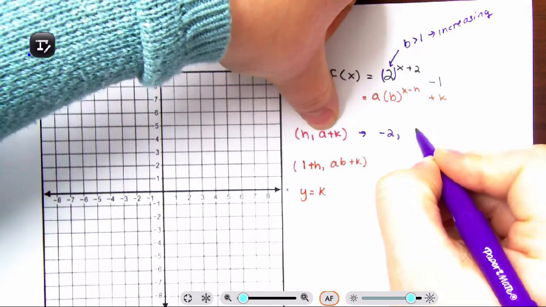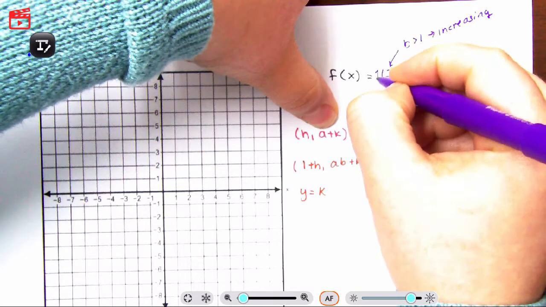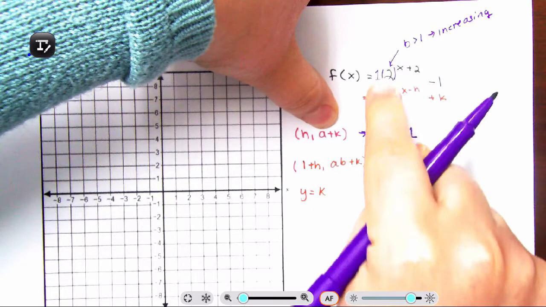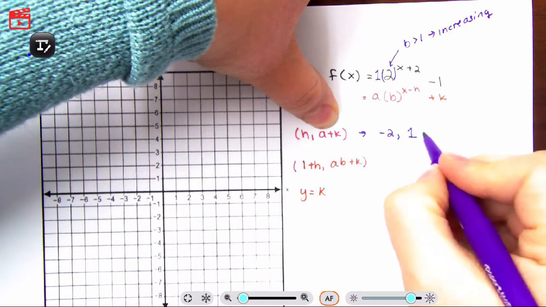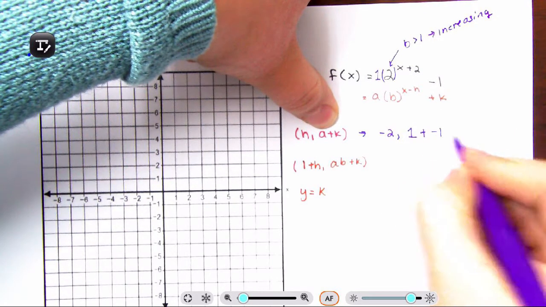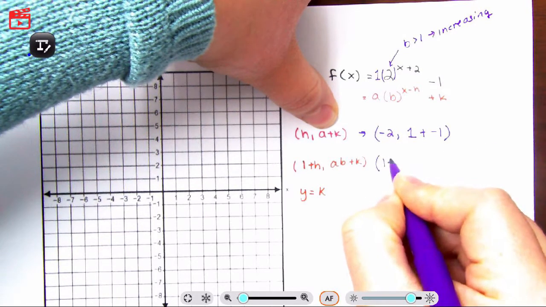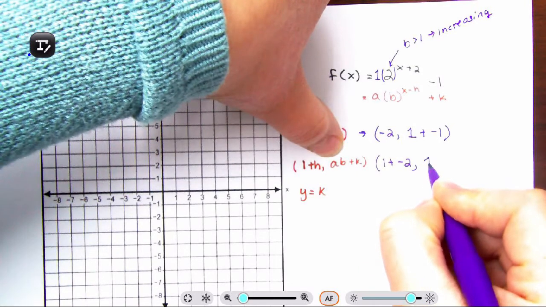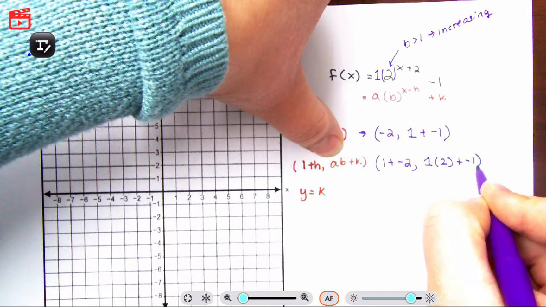I have an A. Technically, we do have an A. In this case, A is 1. So make sure you don't put 0 here. If there's nothing for your A value that's being multiplied by the B, then make sure that you put a 1. What is K? K is a -1. That's going to be our first point. Our second point is 1 plus H. H was -2, comma. Then we have A, which is 1, B, which is 2, and K, which is -1.